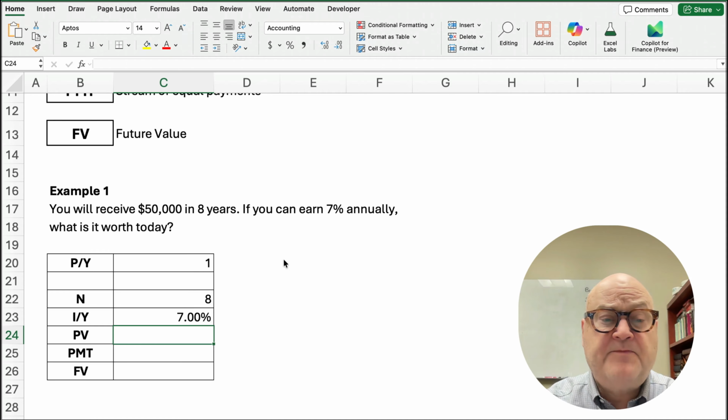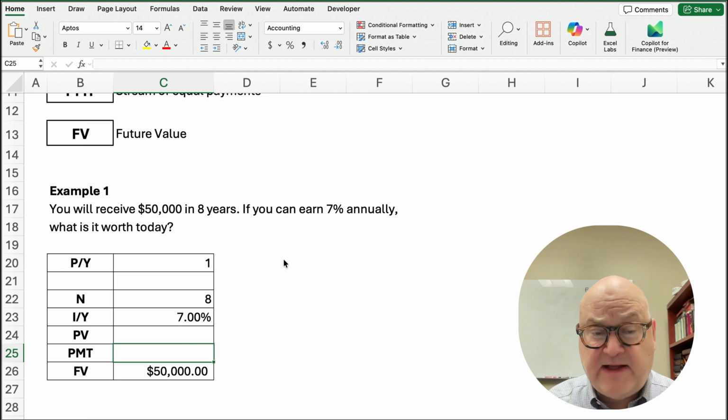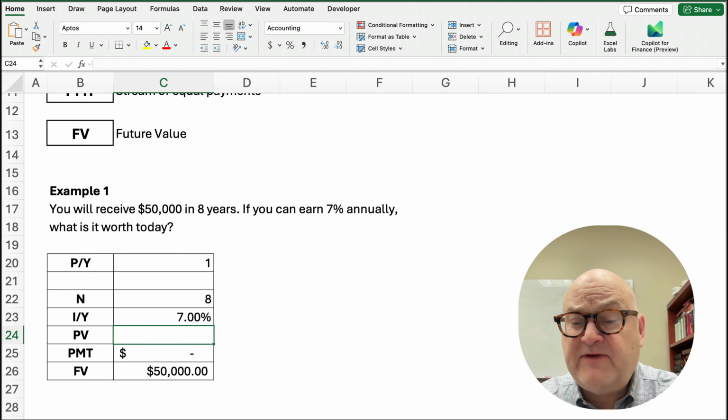What else do we know? We know that we're going to receive $50,000 in 8 years. Now, is this $50,000 every year for 8 years, or is this $50,000 at the end? Well, it's going to be $50,000 at the end, and so it doesn't mention a payment, so we can assume the payment is 0. We have everything. We're ready to solve the present value.